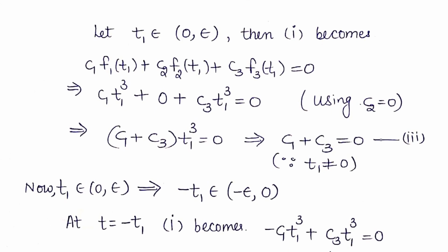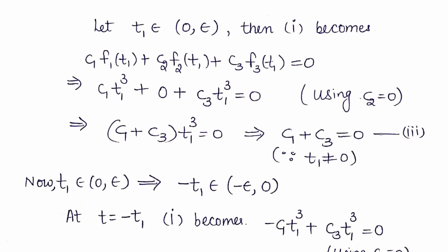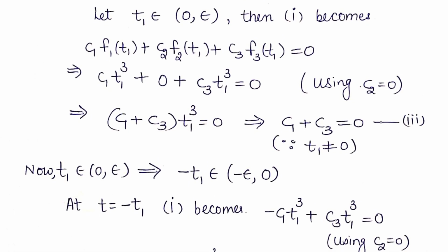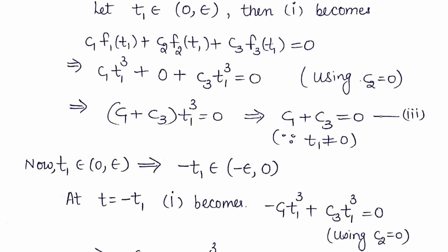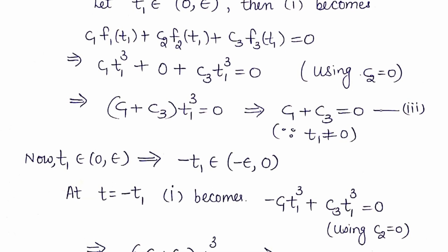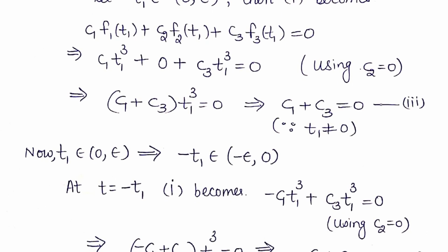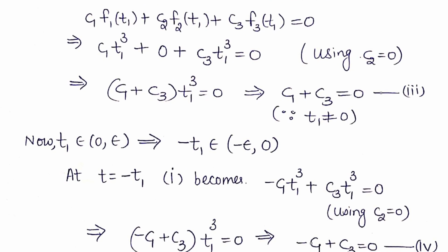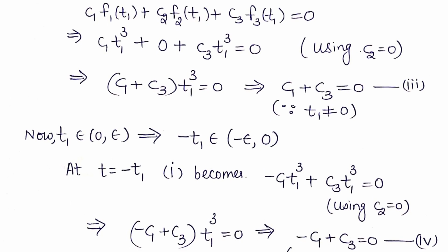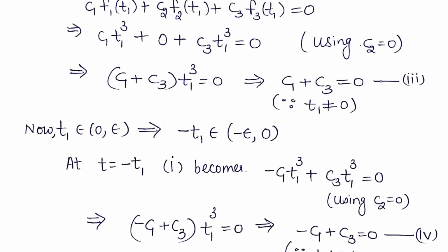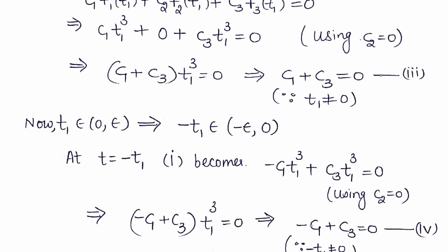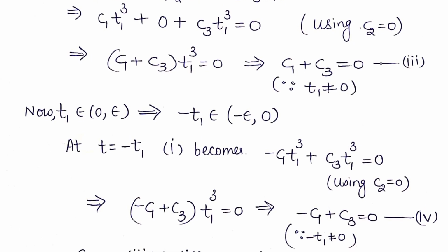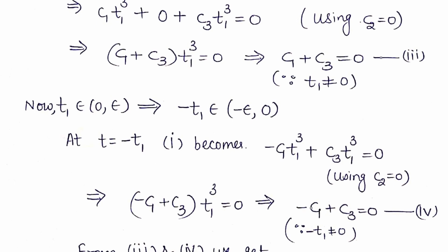Now take a point t1 in the open interval 0 to epsilon. Then equation 1 with the value C2 equal to 0 becomes C1 t1 cube plus C3 t1 cube equal to 0. And since this t1 is non-zero, we get that C1 plus C3 equal to 0 is the only possibility. We name it equation 3.